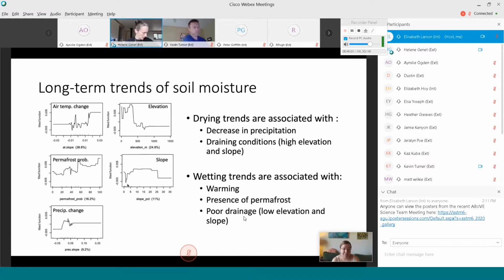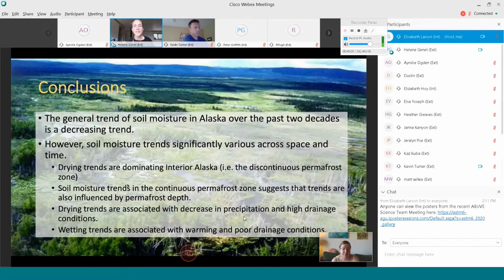Okay, conclusion. So the general trend of soil moisture over the past few decades is overall a decreasing trend. So soils are getting drier over time. But as you can see, there are also places that are getting wetter, and so these drying trends are dominating in interior Alaska. The Yukon River Basin, I wouldn't be surprised, would be dominated by drying trends.